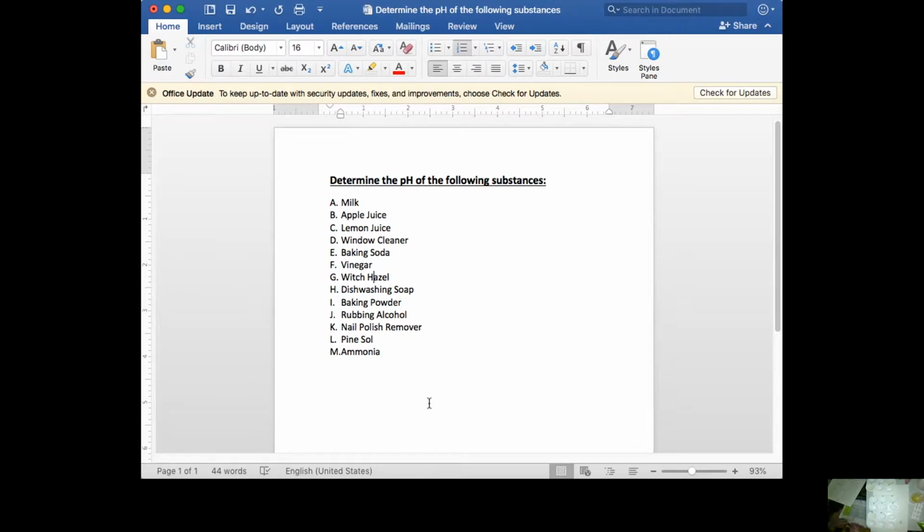You have dishwashing soap, baking powder, rubbing alcohol, nail polish remover, Pine-Sol, and ammonia. I want you to guess in that left-hand column what the pH is of each of those. Put them where you think they belong. I'll give you a couple minutes to do that before we test the actual pH. Go ahead and do that now.